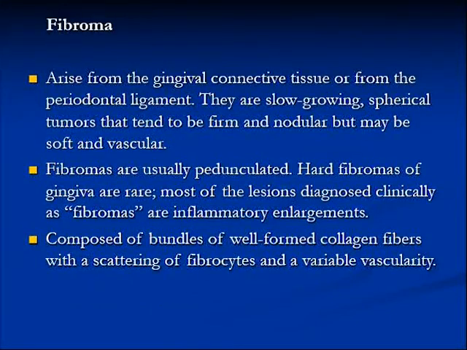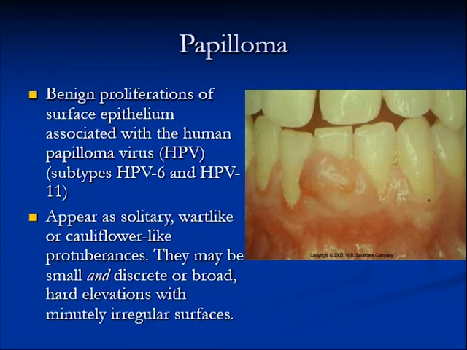Next is benign tumors of gingiva, under which is gingival fibroma. It usually originates from the gingival connective tissue or from the periodontal ligament. Clinically, they are slow-growing spherical tumors. Consistency of fibroma is either firm or nodular or soft and vascular. Fibromas are usually pedunculated.